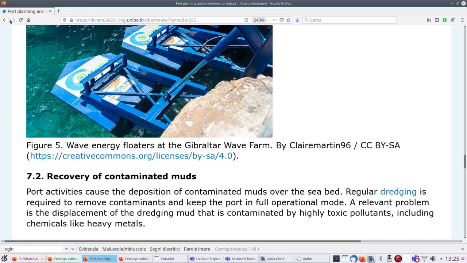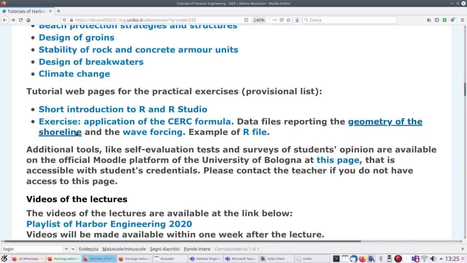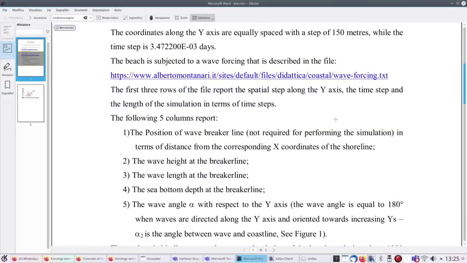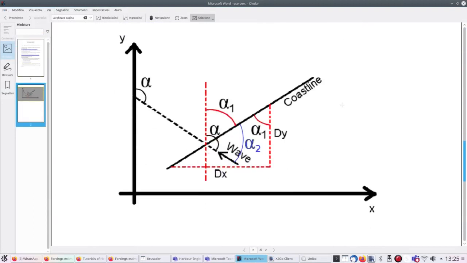Okay, so let me go back to our web page, and again, this is the exercise. I just wanted to tell you one thing on the PDF. I am downloading it and showing it to you. The second page is useful because it gives you an idea of the angles that we have to consider. If you look at this figure, basically we need to define what kind of angle we consider between the wave direction, which is the black arrow, and the coastline. Here the sea is below the coastline, the land is above the coastline.